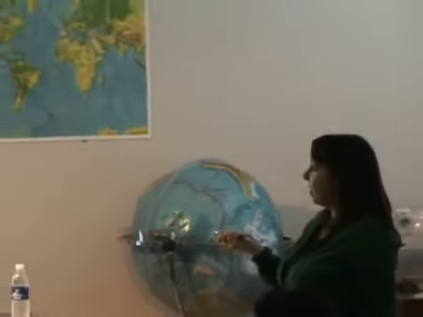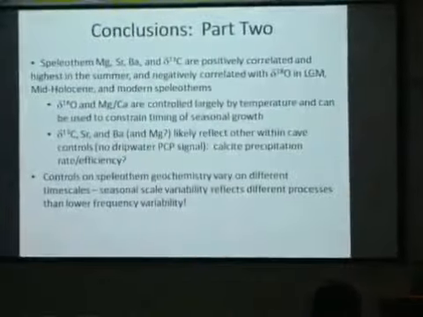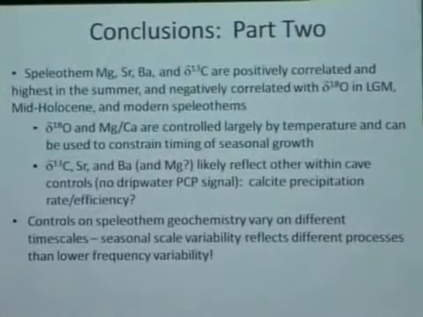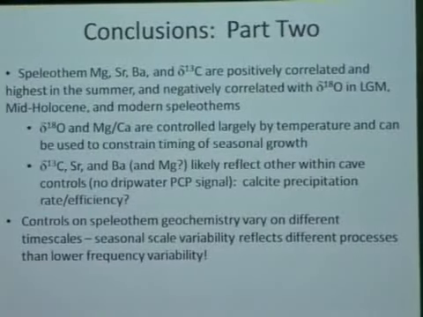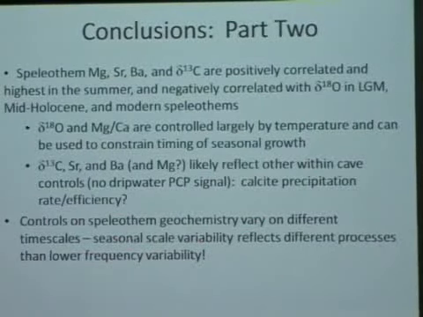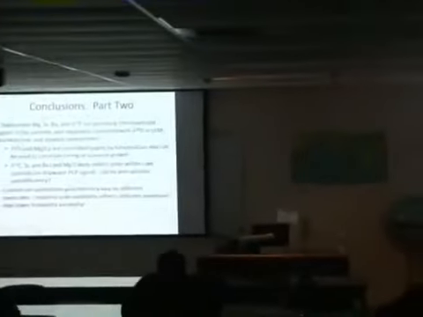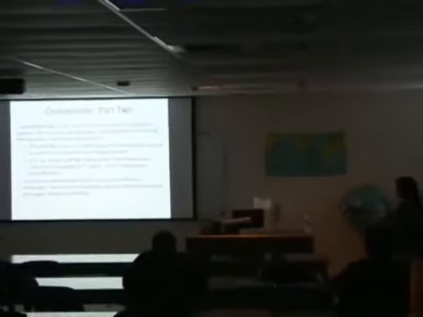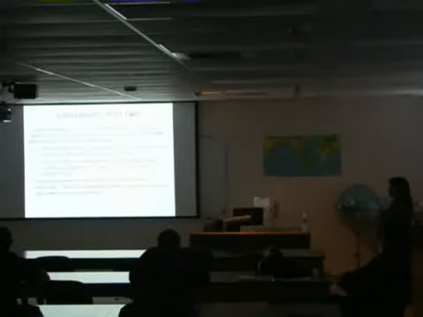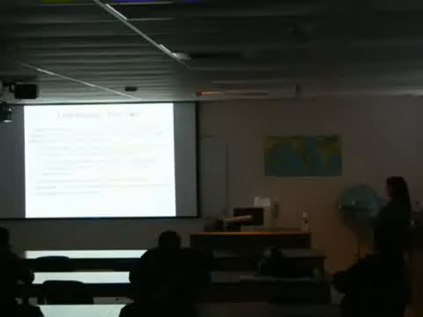The oxygen and magnesium are controlled largely by temperature and can be used to constrain the timing of the seasonal growth. And the other proxies likely reflect some other within-cave controls. It's clear that the controls on the geochemistry vary on different timescales. The seasonal scale of variability reflects completely different processes than the lower frequency variability. So this is something we really need to understand when reconstructing climate from these. We need to be aware of this complicating factor.